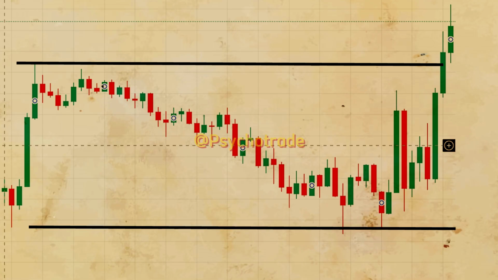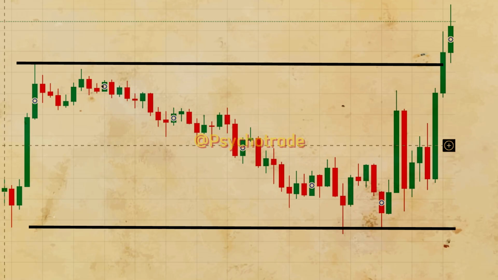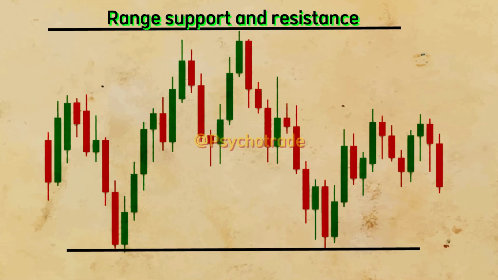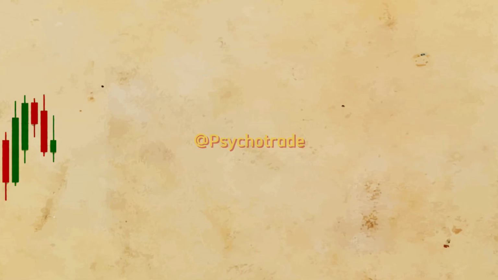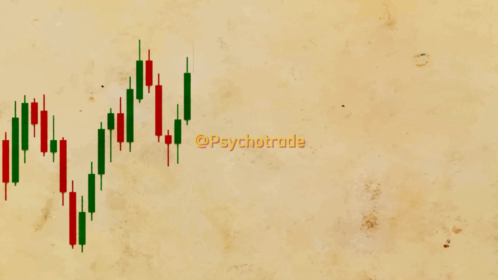What you have just learned is one important part of support and resistance called pivotal support and resistance. But that is not the only type that exists in the market. There is another more complex form known as range support and resistance, which in the ICT concept is called inducement. This is where the market creates a range to attract traders, build liquidity, and then move in its real direction.